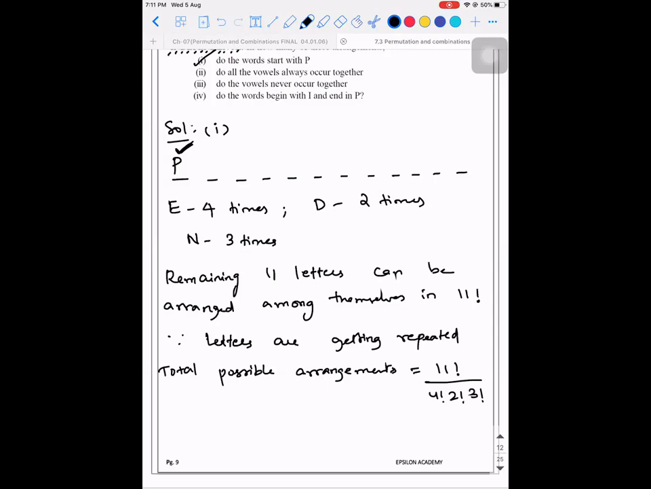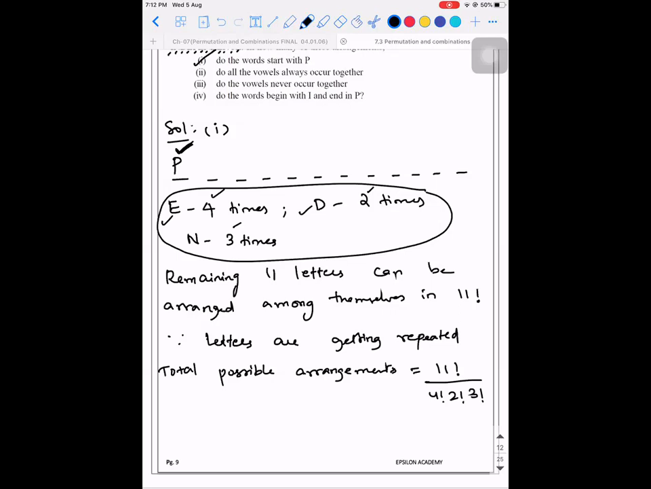Sir, then why did you include 4 factorial, 2 factorial, 3 factorial in the answer? Because is there any P here? No. E is getting repeated, no? If repeated, you have to put it in the denominator. Whenever the letters are getting repeated, you need to divide by the number of repetitions factorial. For example, E is getting repeated 4 times means 4 factorial. D is getting repeated means 2 factorial. N is 3 factorial.